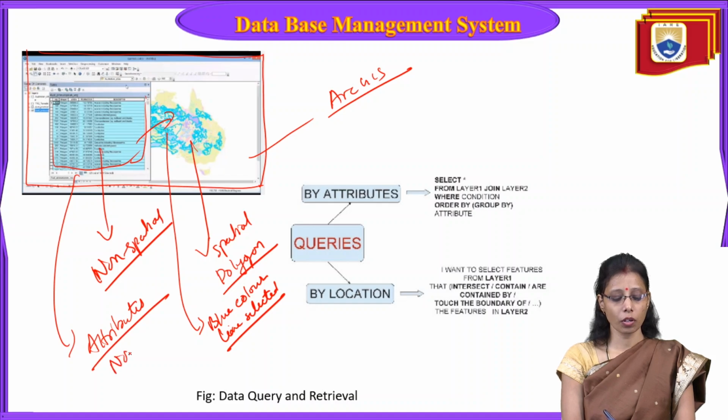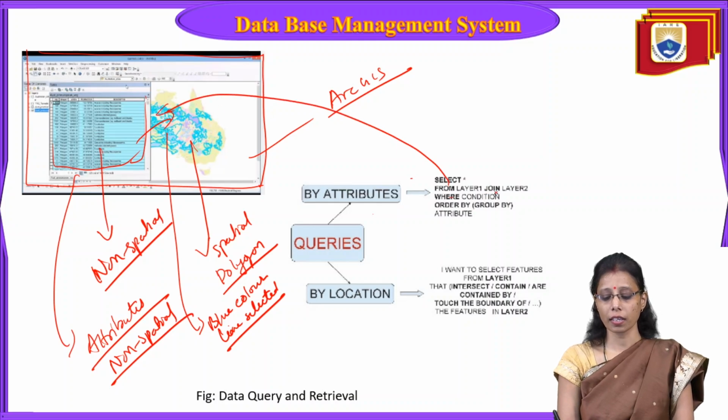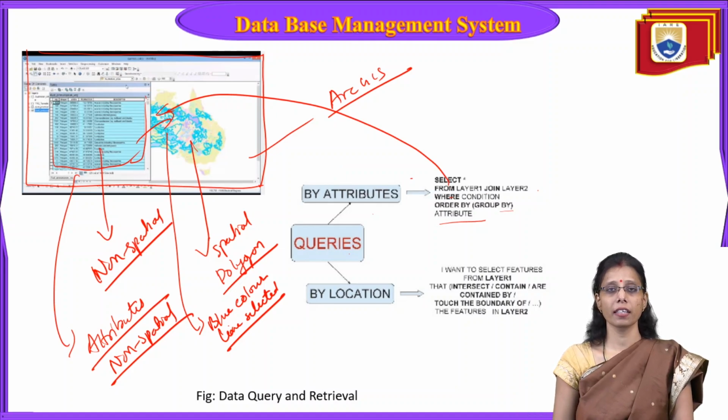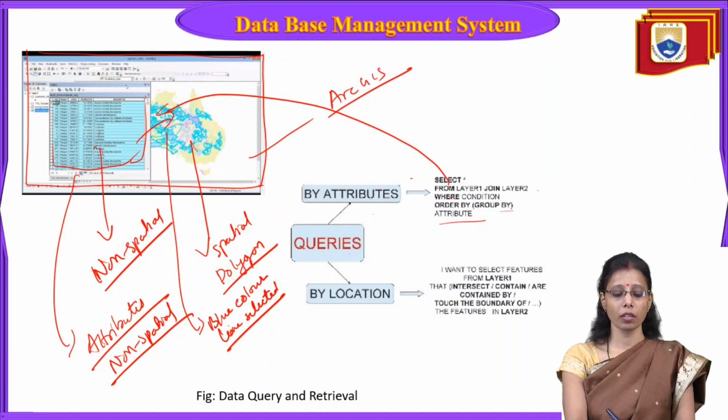So attribute is non-spatial. Once you do the query by the attribute, the selection is done. So from layer 1 join layer 2, where condition or order by the group attribute. Once this is the query we do in the GIS process, immediately it will get selected and show us which attributes are selected, and the non-spatial information has to be given in the results.